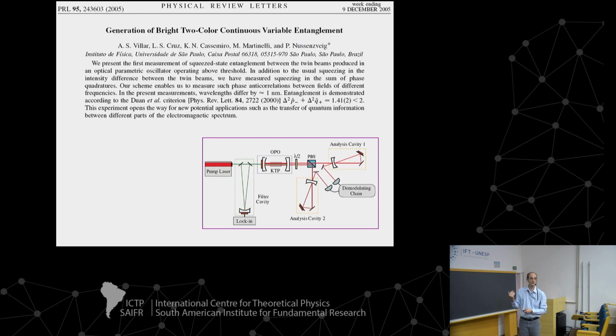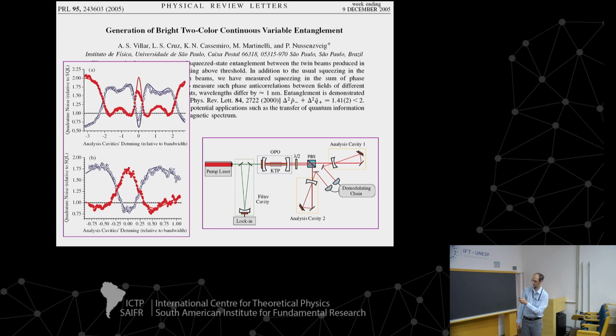Or going above threshold, that's what we have done in 2005. That was the thesis work of Alessandro Villar. He took the light coming out of the OPO, 1 milliwatt beams coming out, and used the analysis cavity to rotate the noise ellipses. So here you have the sum and subtraction. Far from resonance, you're measuring amplitude. Amplitude is correlated. So you can see squeezing on the difference.